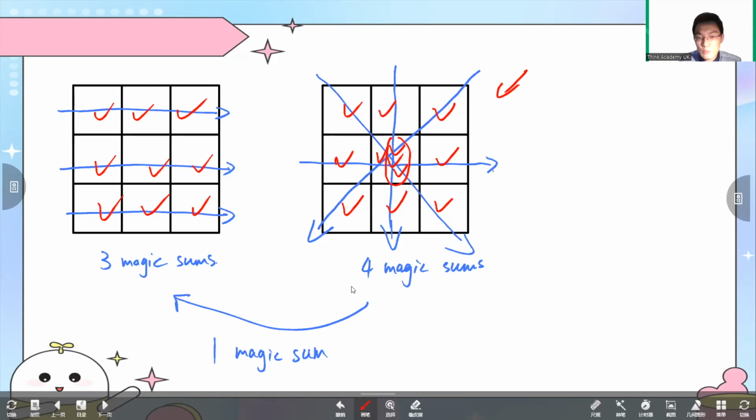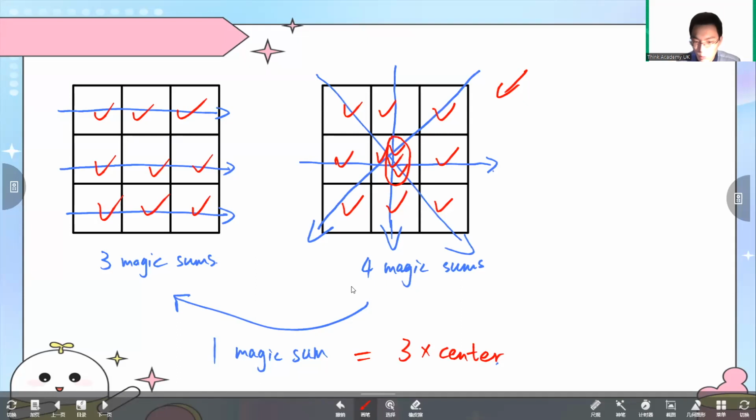So one magic sum will be equal to, I'll write it in red, 3 times center, because we're counting the center 3 more times, and we have one more magic sum. So they must be equal to each other. Okay, so this is the second key point for magic square today. One magic sum equals 3 center. Okay, and with that being said, we can solve lots of other magic square questions.